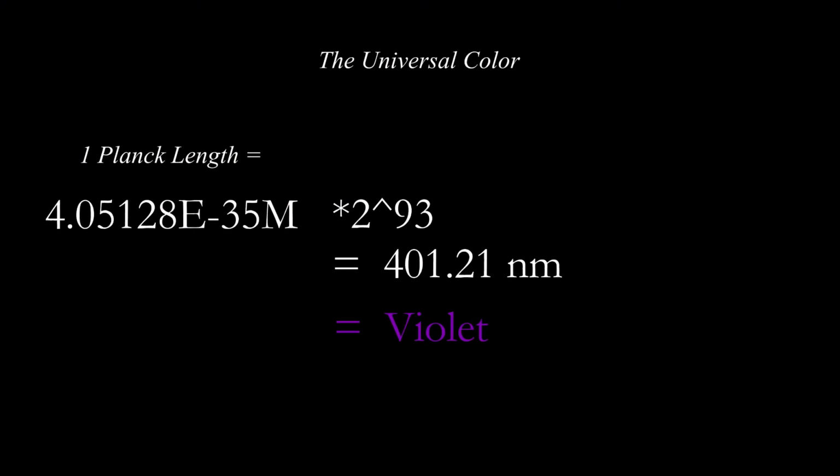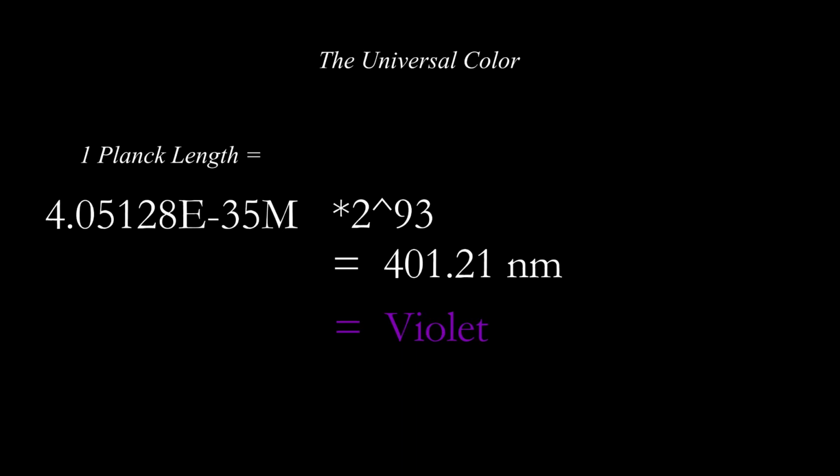On the screen you will see the equation. The Planck length times 2 to the power of 93, which equals 401.21 nanometers, which is the color violet. I think that's very interesting. It's a good place to start.